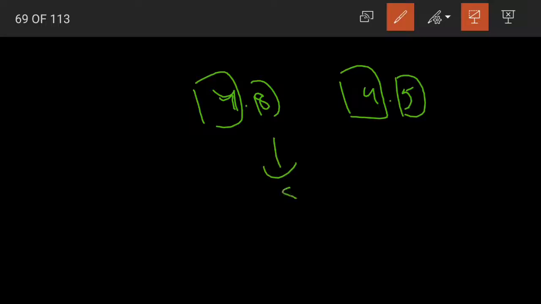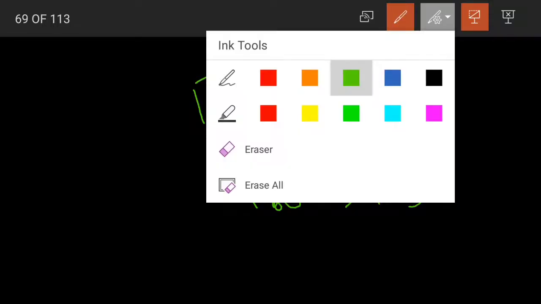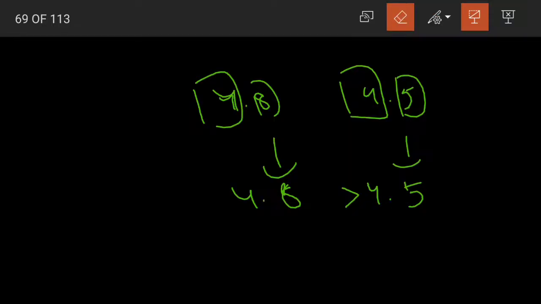We are having 8 and then we are having 5. Which is the greater number here? 8 is greater than 5. So the decimal number 4.8 becomes greater than the decimal number 4.5. Understood, children?